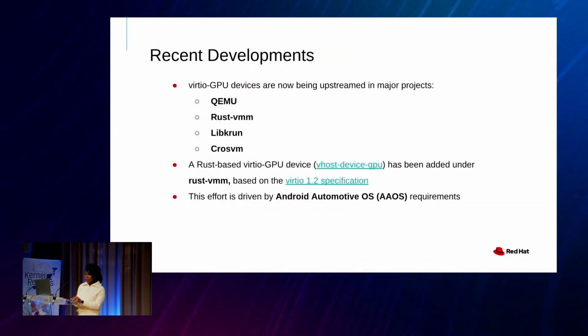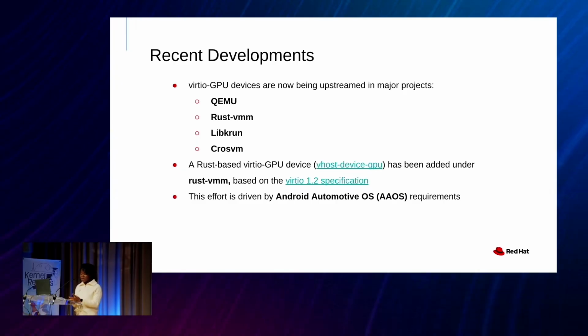So where are we now? Many implementations of virtual GPU are beginning to exist. QEMU itself has about 4 virtual GPU variants, and we're trying to replace the vhost-user-gpu variant with the vhost-device-gpu under the rust-vmm project umbrella. And then there is libkrun as well that has a virtual GPU device. And we also have Crosvm having a virtual GPU device as well.